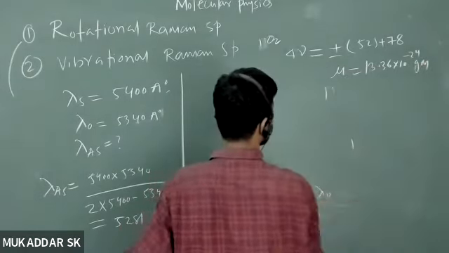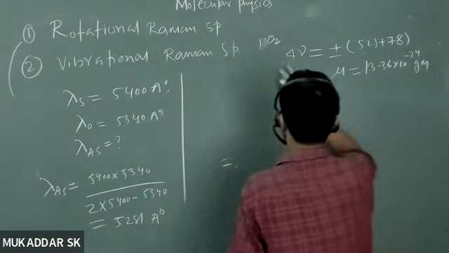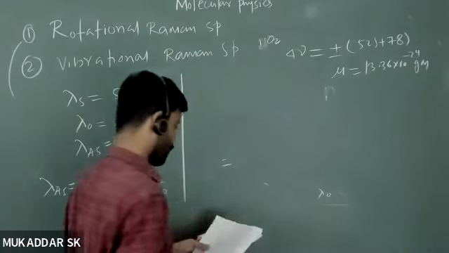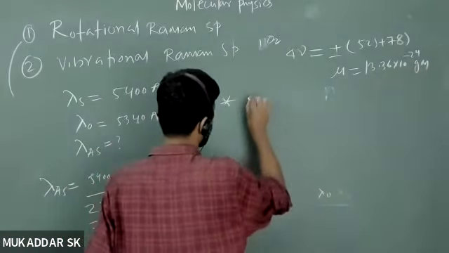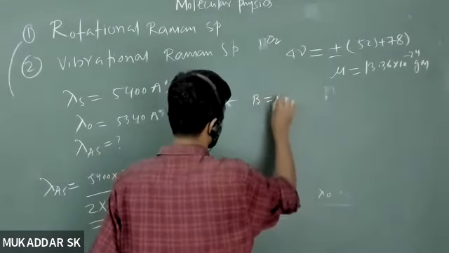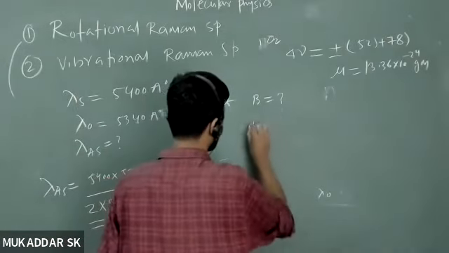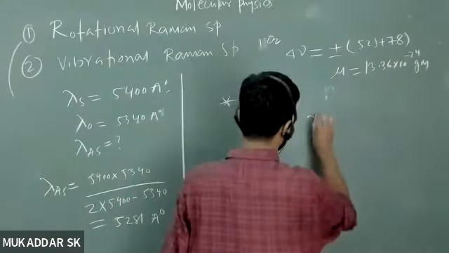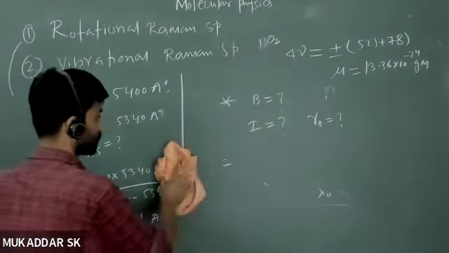So what you have to calculate? They have provided the Raman shift of the O2 molecule and the reduced mass also. So you have to calculate the rotational constant B. The rotational constant you have to calculate. Then you have to calculate the moment of inertia, and also you have to calculate the bond length.